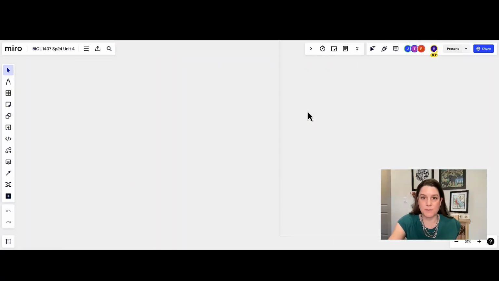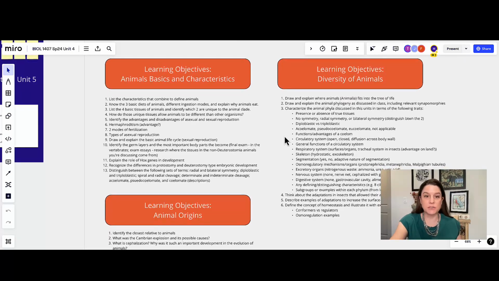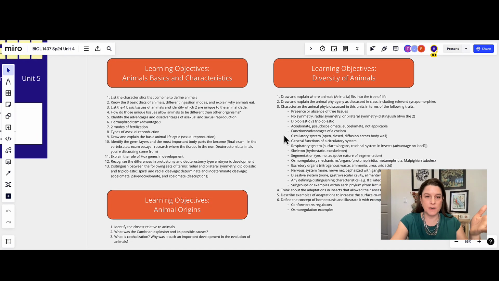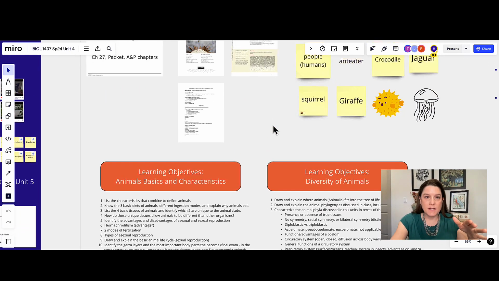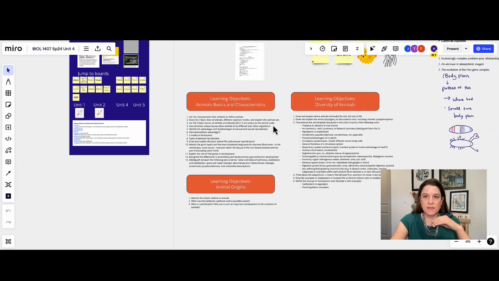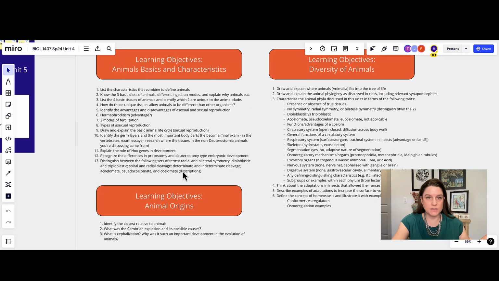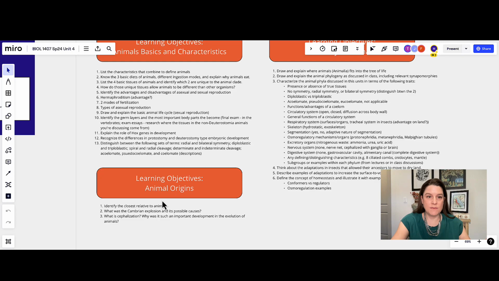Actually, let me just go up here first. I copied and pasted them from the learning module, which I also embedded in here. So it's on D2L, but I also embedded it in here. The learning module is in the AMP section, I think. But I can put a second copy up here too. But you can see the animal basic characteristics. So we've talked about all that. The origins we've talked about.